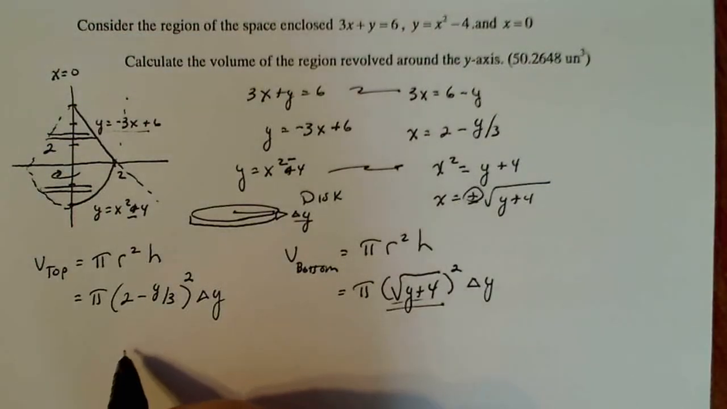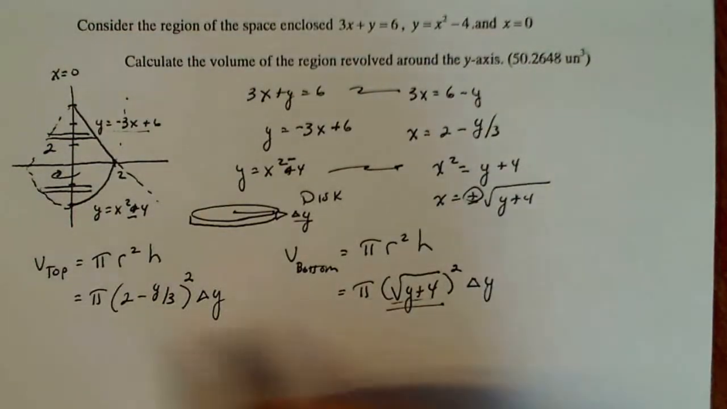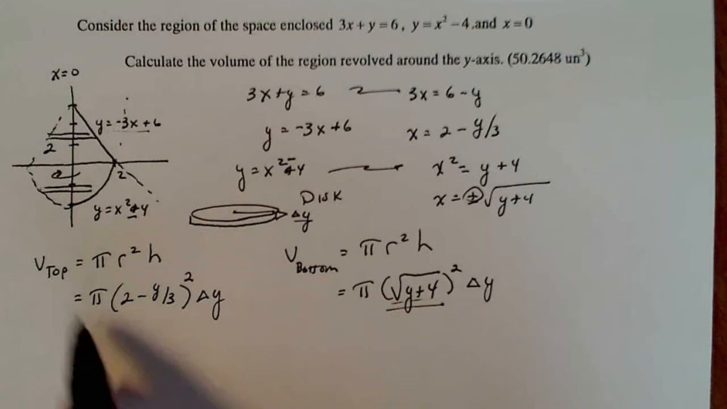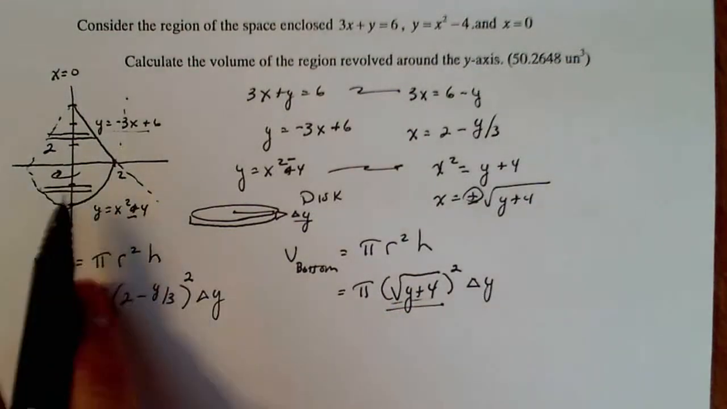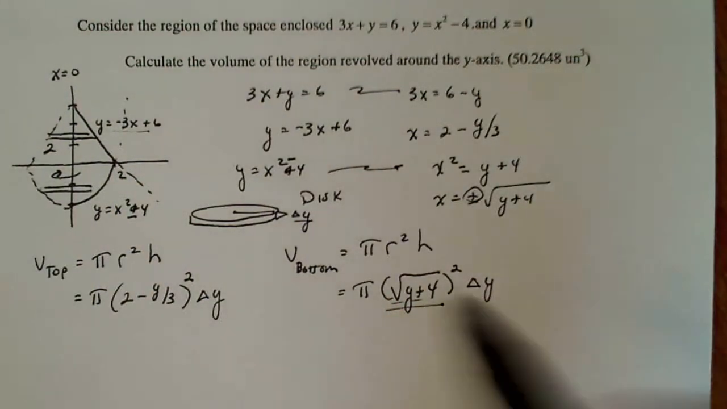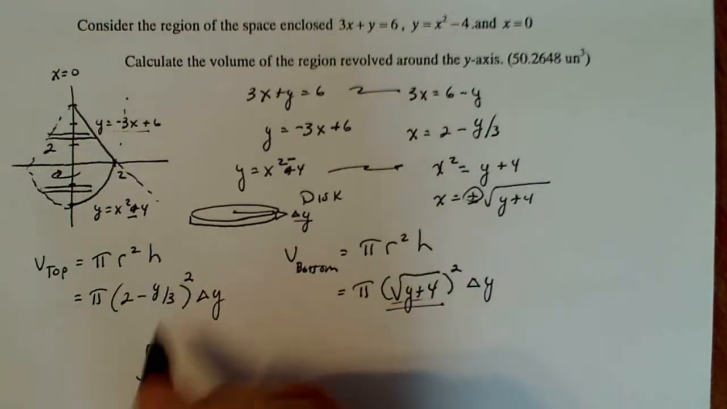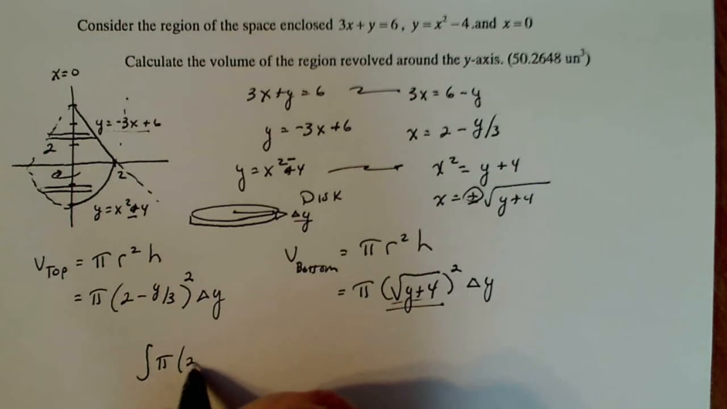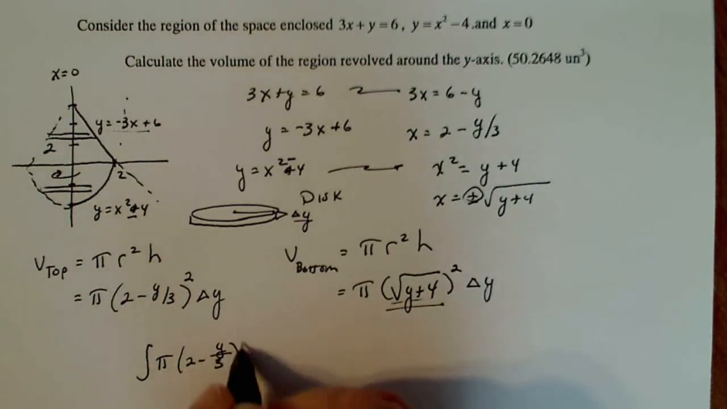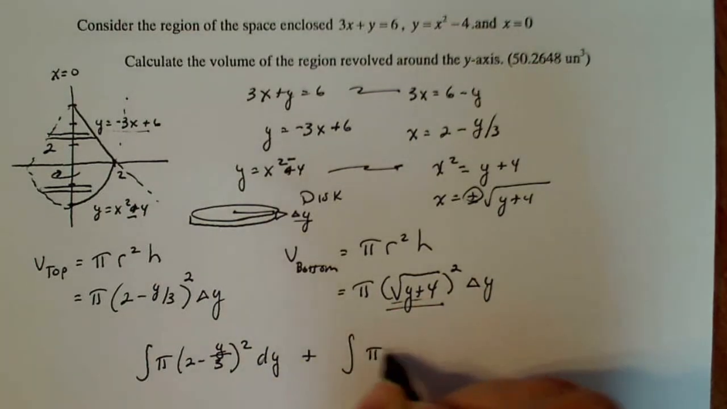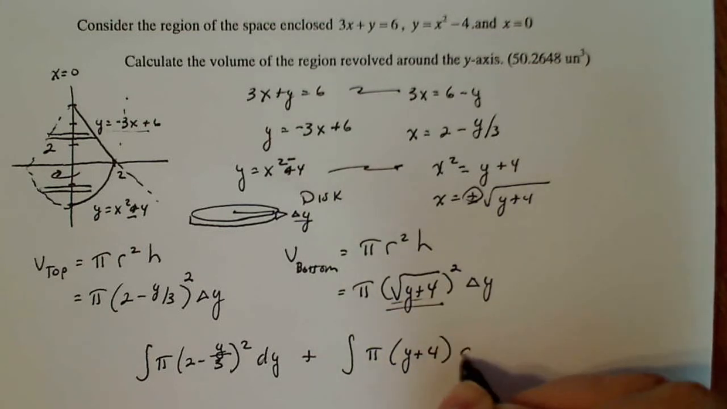Now again, I can't just add these two together now because they're two different disks. So this disk is bounded by this function, and this disk is bounded by this function alone. So what we want to do is integrate each one, add up all the sums of their volumes. So pi times (2 minus y over 3) squared dy, plus the integral of pi. Now the square root of y plus 4 squared is y plus 4.